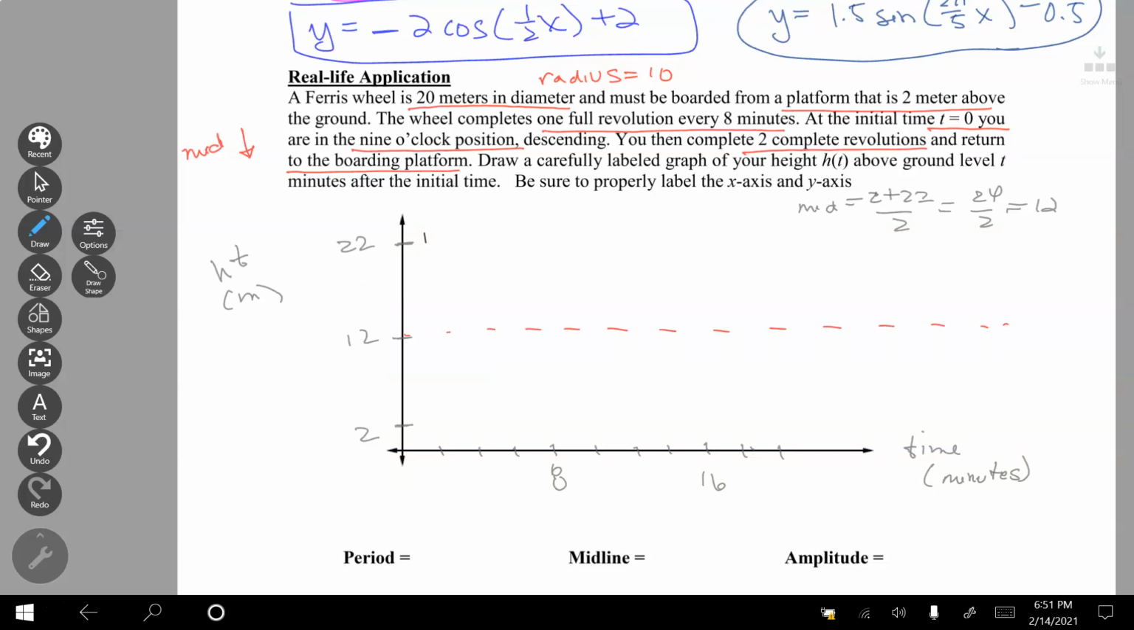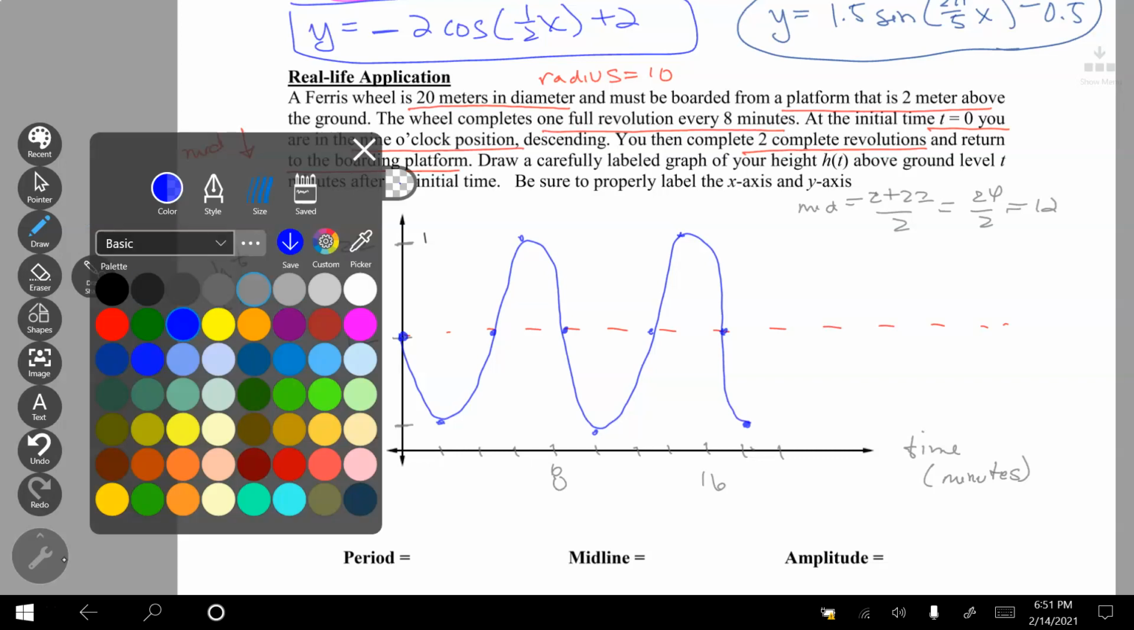And it says when I'm at t equals 0, I'm at the 9 o'clock position, on the midline, going down. So it's going to be middle, min, middle, max, back to the midline at 8, middle, min, middle, max, back at the midline at 16, and I have to get back down to the ground. So I'm right here, one more dot. I draw this graph. To the best of my ability, it looks like this.